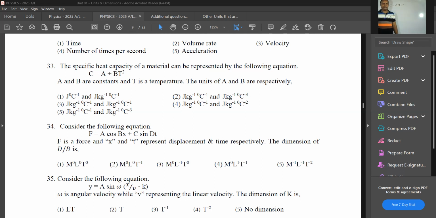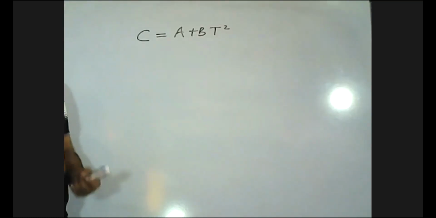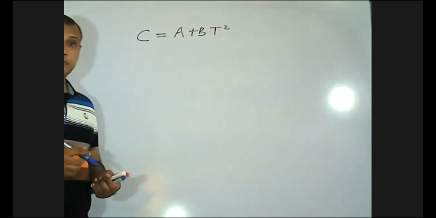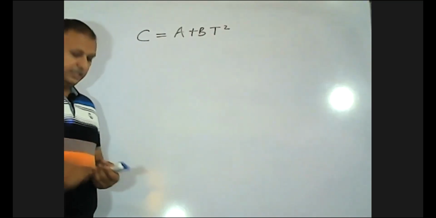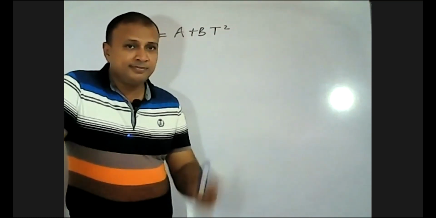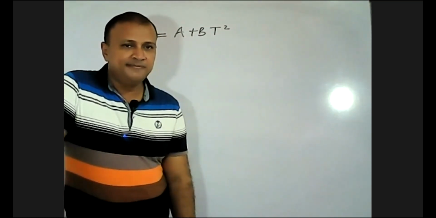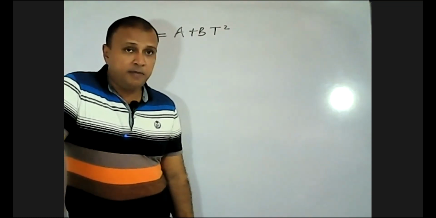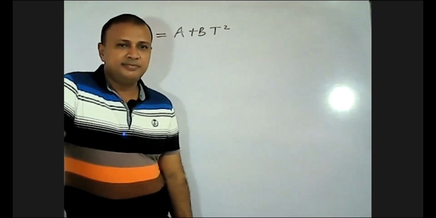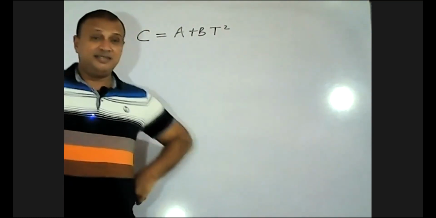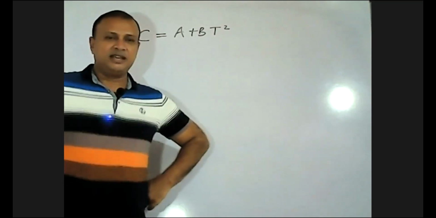C is a specific heat capacity. So what is the specific heat capacity, Putra? How to find that one? Can you remember the equation related to specific heat capacity? Can anyone remember? No? Can't you remember?